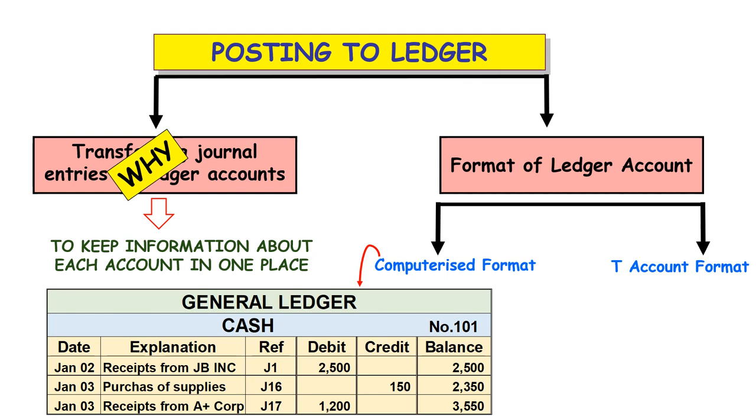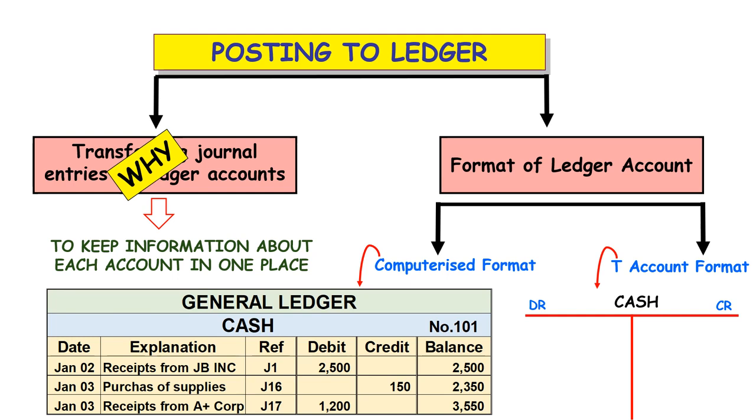The T account format is used for teaching and learning purposes. It's easy to illustrate examples using the T account. It looks like this. It's essentially a T with the name of the account as the title in the center. The left side is the debit side, and the right side is the credit side. If you compare the T account format to the computerized format, you can see that the computerized format has additional columns to keep additional information such as explanation and reference. There is also a column for balance.